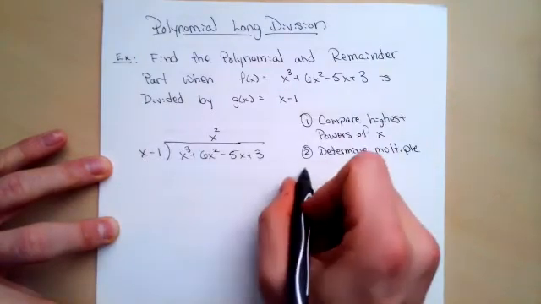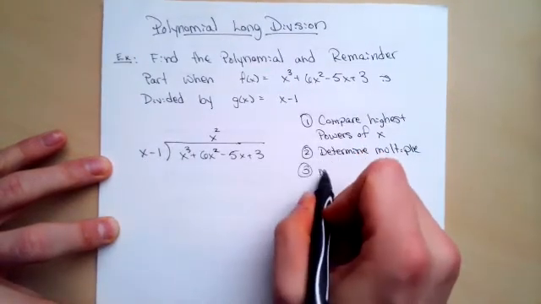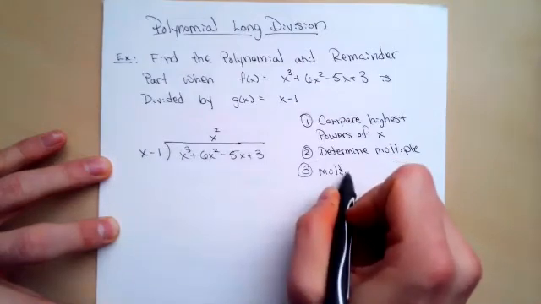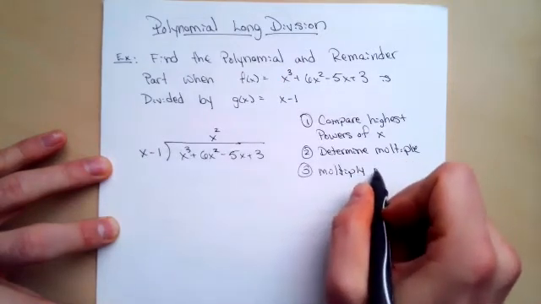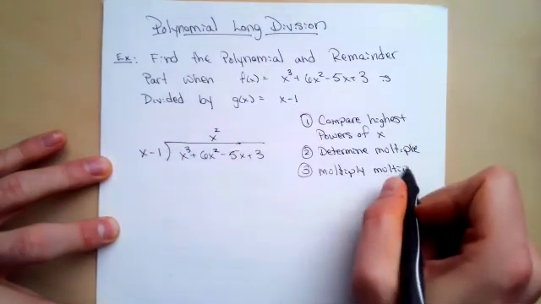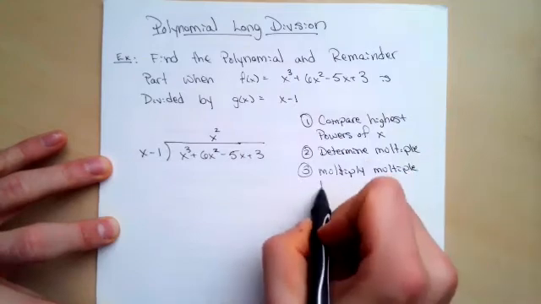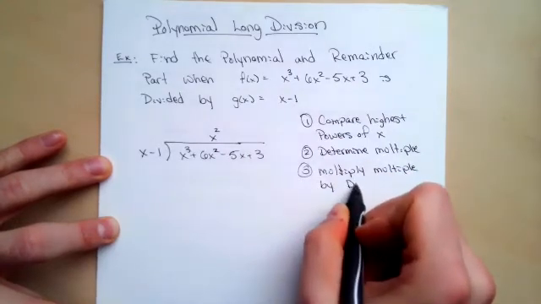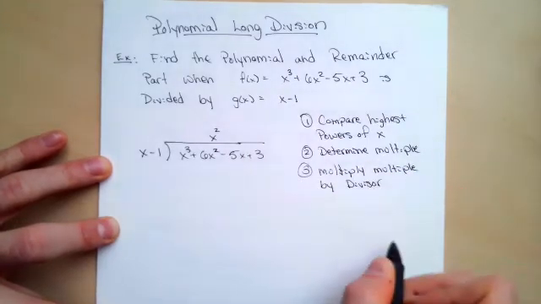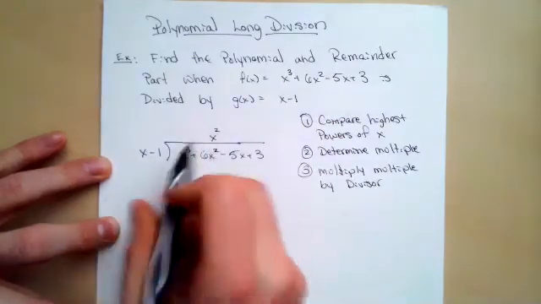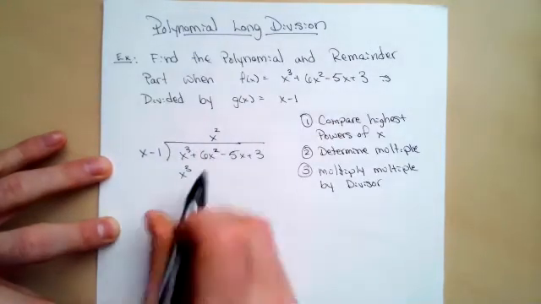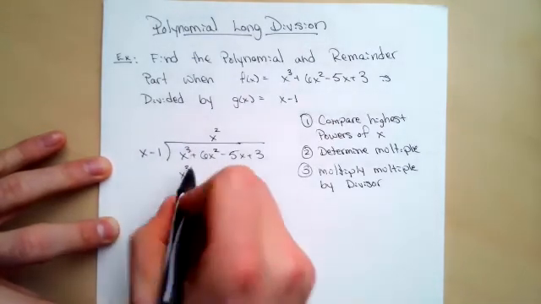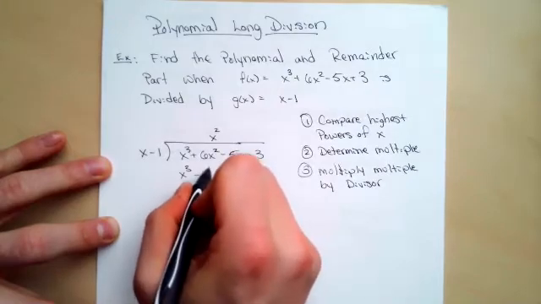So now we want to multiply the multiple by the divisor. It's the entire divisor, so I'll have x squared times x gives me that x cubed, and x squared times minus 1 gives me negative x squared.